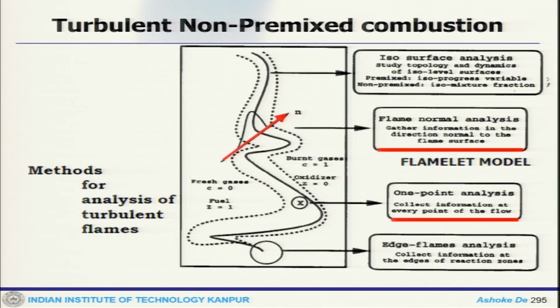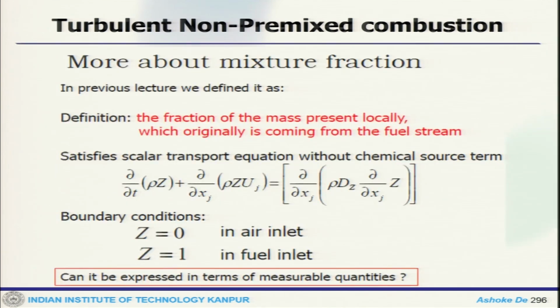Now, coming back to this picture, this is where our flamelet model belongs. It is a flame normal analysis. That means you actually convert these things along this normal space. Now, we are discussing a system of non-premixed flame, so that is what one can use. Now, something more about this mixture fraction, which we have already seen: the fraction of the mass present locally. This is how the equation looks, with the inlet of the air and fuel.